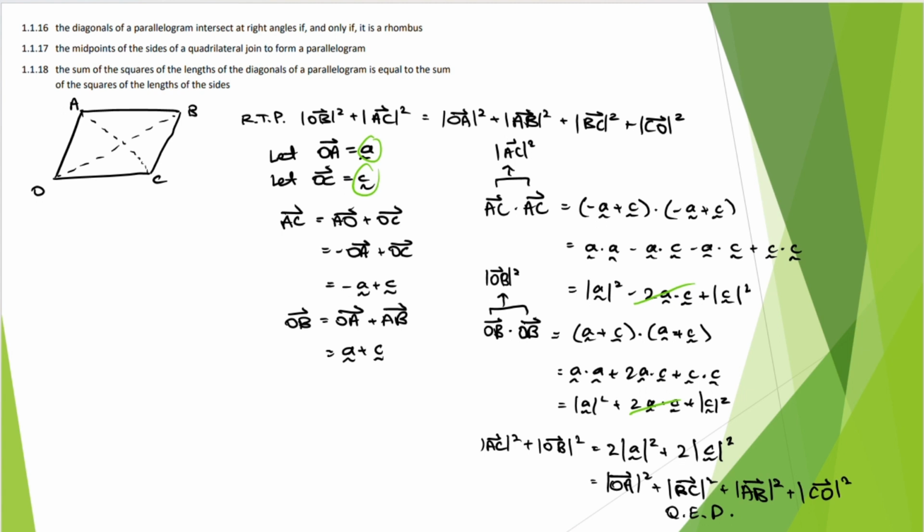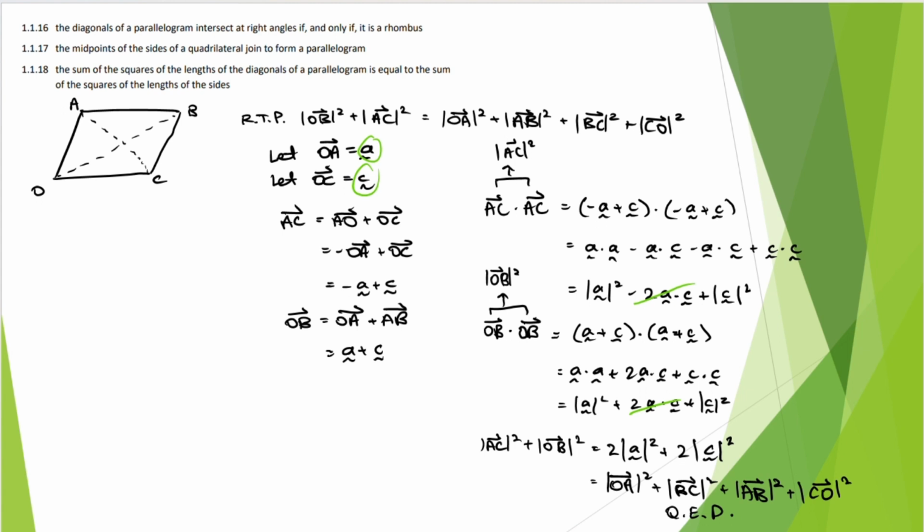And generally you will be provided with a diagram. In this case I've had to draw the diagram myself, and in some cases you may be required to draw the diagram as well. As you notice, there is a lot of use of the scalar product across all of these proofs, so that's something I would make sure that you revise, and always think about the properties of specific quadrilaterals when you're dealing with proofs.